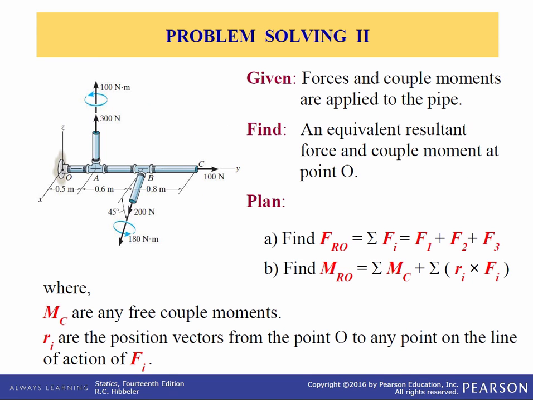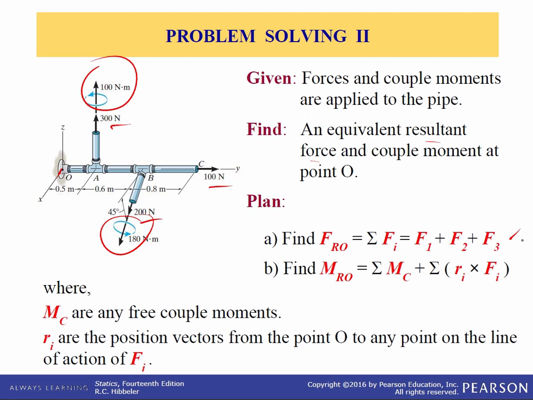So let's do another problem. We have these forces and a couple moments applied to the pipe. We've got a 200 Newton force, 100 Newton force, 300 Newton force, and a couple of couples. So our plan is to sum all the forces. What we want to find is an equivalent resulting force and couple moment at point O.